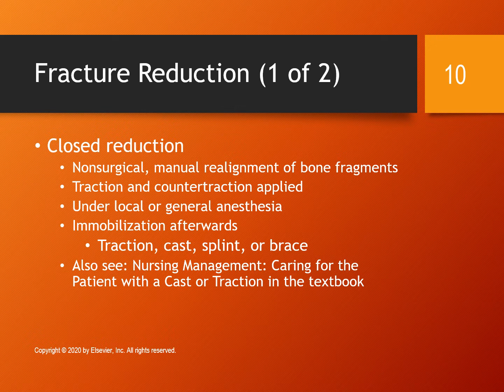For fracture reduction, so this is getting into our treatment and management of fractures. Closed reduction, this is non-surgical manual realignment of the bone fragments. Sometimes we need traction or counter traction applied to help stabilize the bone. Usually this will be performed under some sort of anesthesia, because you can imagine it would be very painful to realign a fracture. And then afterwards, we're going to apply some sort of immobilization, whether this be traction, fracture splint, brace, and your textbook goes into more details here.